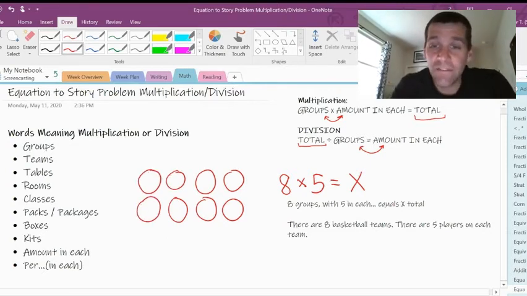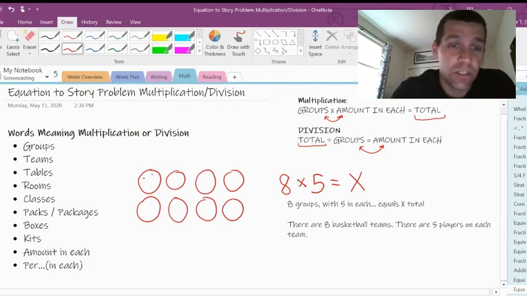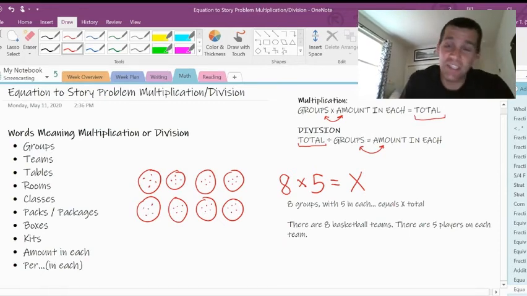Okay. I've got 5 on each, right? We go 1, 2, 3, 4, 5. I could do this for all of them. As I think about it, I go, what am I counting up? Am I counting up the dots? And what do the dots then represent? The dots in this case represent players.